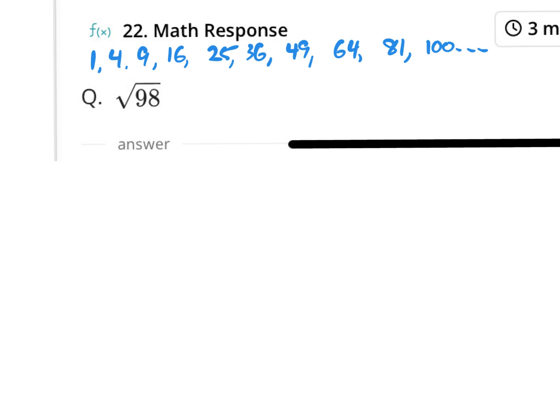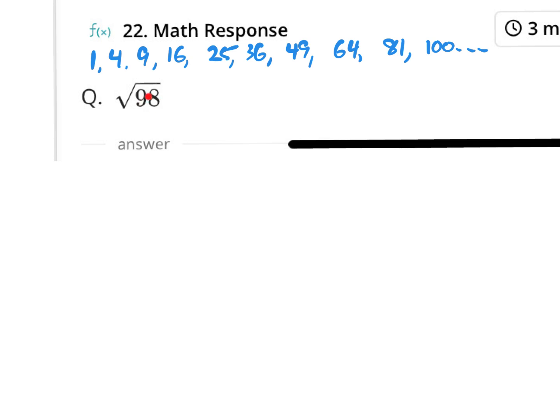But that's not productive. My advice to you is, use the highest perfect square number possible. So yeah, maybe 4 works. Will 9 work? No, it won't. 9 times 11 is 99. Will 16 work? Maybe. How about 25? How about 36? How about 49? 49 times 2.